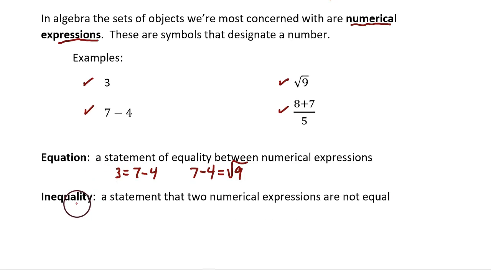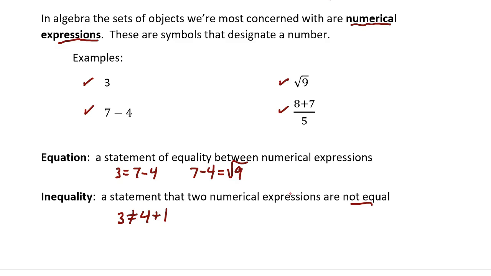Finally, we have the vocab word inequality. This is a statement that 2 numerical expressions are not equal. As an example, we could write 3 is not equal to 4 plus 1. This is an inequality.